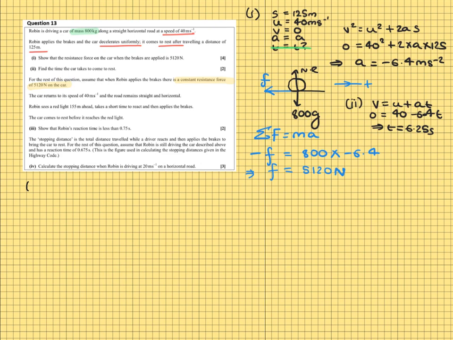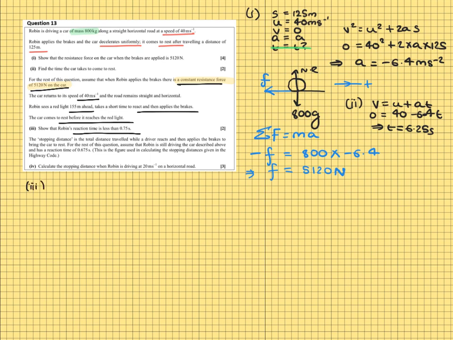So, we assume that there is a constant resistance force of 5,120 newtons on the car. The car returns to its speed of 40 metres per second, and the road remains straight and horizontal. Robin sees a red light 155 metres ahead, takes a short time to react, and then applies the brakes. The car comes to rest before it reaches the red light. Show that Robin's reaction time is less than 0.5 seconds.